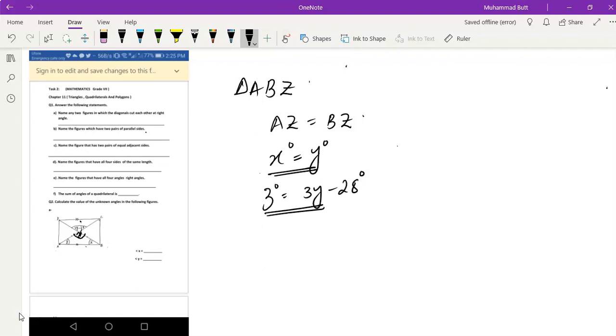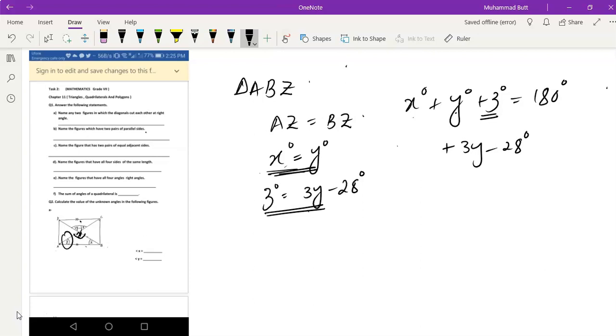So in the triangle X, Y and Z, there are three angles. We can say that X plus Y plus Z equals 180 degrees, the sum of the interior angles of a triangle. We know that the value of Z is 3y minus 28. Angle Y is equal to angle X. These are the base angles of the isosceles triangle. So instead of X, we can write Y. So Y plus Y plus 3y minus 28 equals 180 degrees.